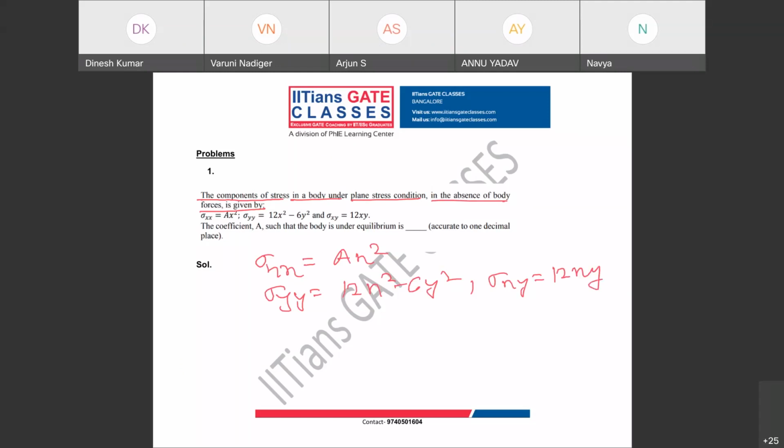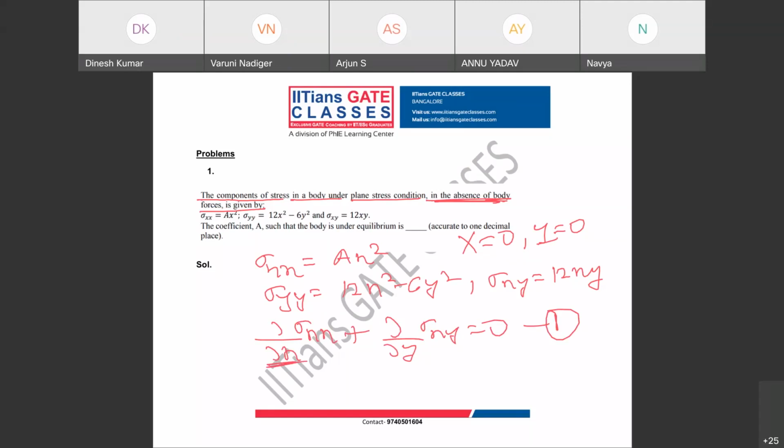Now they told us in the absence of body force. What does it mean, guys? Can anyone tell? Capital X equals 0 and capital Y is also 0. So what will be your equilibrium equation in this case? It will be simple: dou by dou x of sigma xx plus dou by dou y of sigma xy equals 0. This is your first equilibrium equation, yes or no?